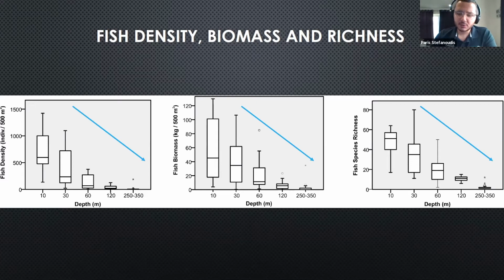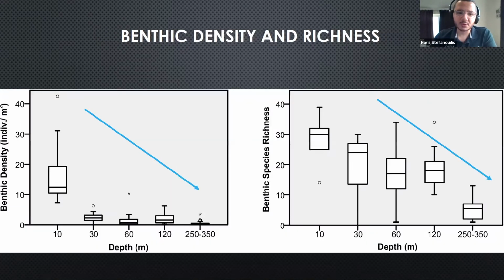And that did not only occur for fish, it was also true for benthic communities. You also see again that density, which is the abundance of organisms on the seafloor, was decreasing as you went from the shallows at 10 meters all the way down to the deep at 250 meters. The same was true also for benthic species richness, although the patterns were a little bit more mixed there. But still you had that general decrease in diversity with depth.